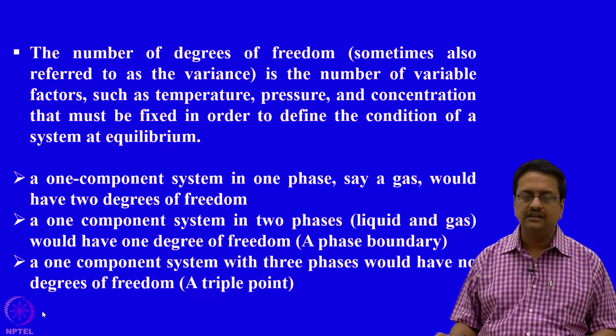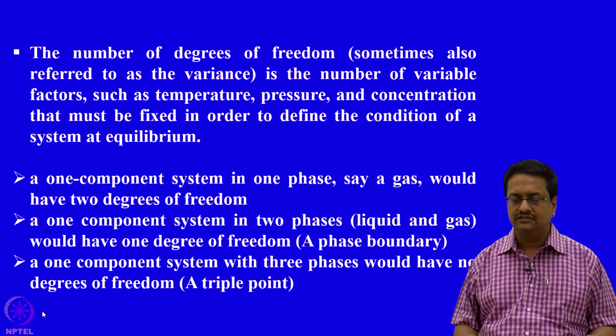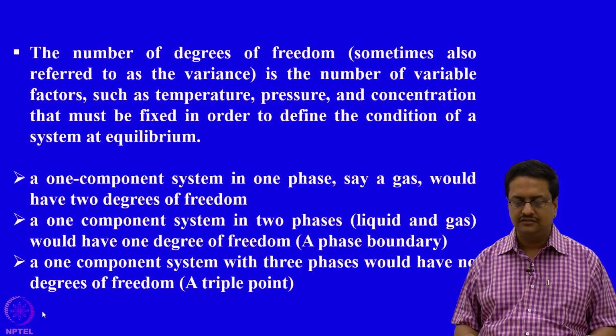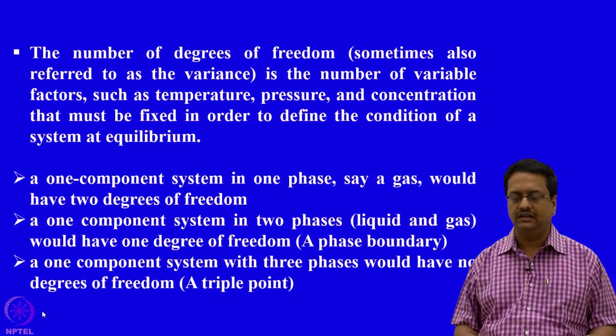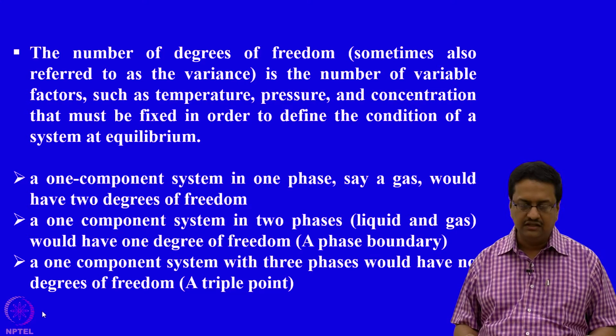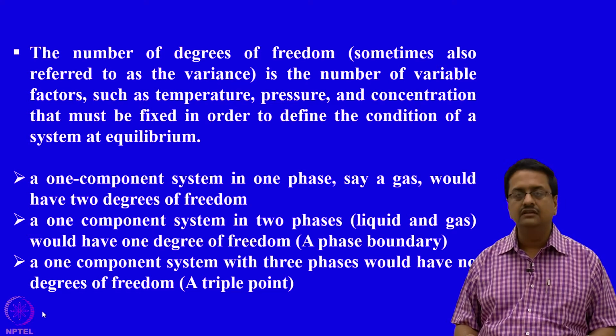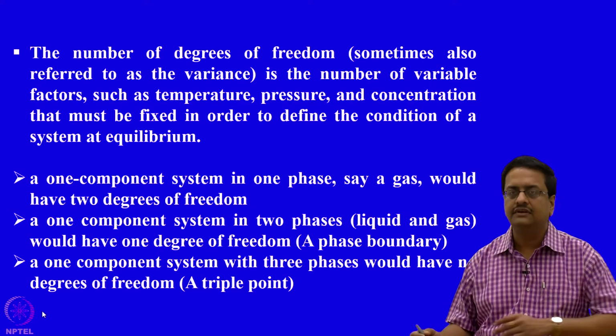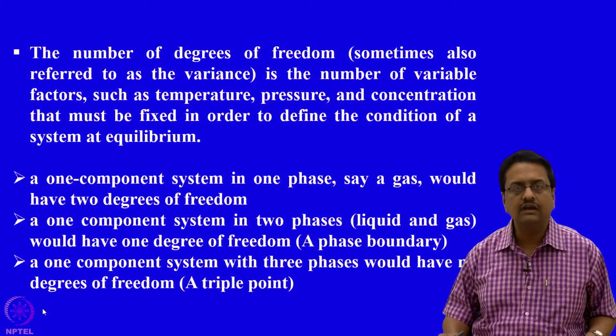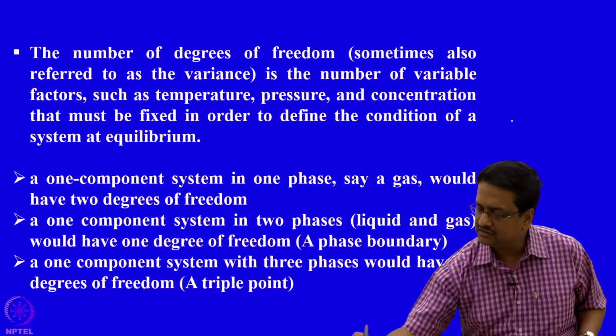The number of degrees of freedom is the number of variable factors such as temperature, pressure, and concentration that must be fixed. So, a one component system in one phase, say a gas, would have 2 degrees of freedom, as we know. A one component system in a two phase equilibrium, that is liquid and gas, would have 1 degree of freedom, that is a phase boundary, and a one component system with 3 phases would have no degrees of freedom, that is called a triple point. So, here I would like to just remind you about the phase diagram of water. To explain this, let me draw the phase diagram of water here.